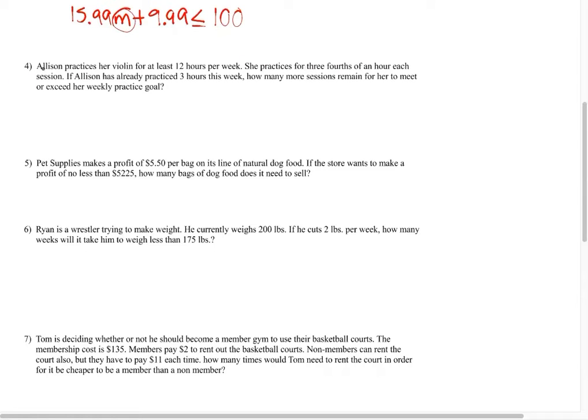So to figure out how many sessions there would be in 12 hours, we would divide 12 by 3/4. And this is going to tell us the total amount of sessions in 12 hours. So whenever we have a number divided by a fraction, we can multiply it by the reciprocal of the bottom, and that'll be 12 times 4/3. 12 times 4 is 48.